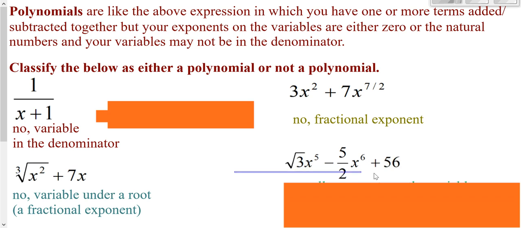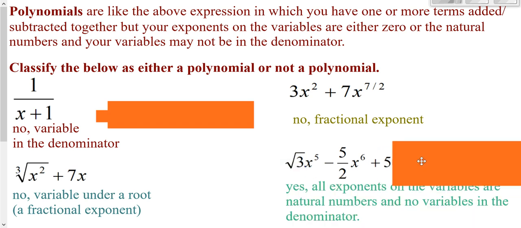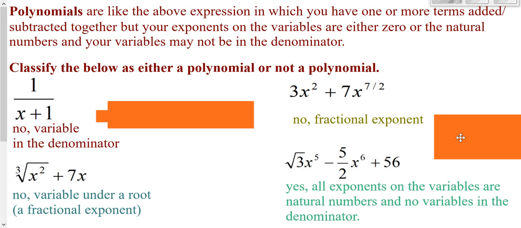This one over here, it is a polynomial. Yes, we have a root, but this root is only over a number, not a variable. So it's several terms added or subtracted together with only positive whole number exponents. So yes, it is a polynomial.